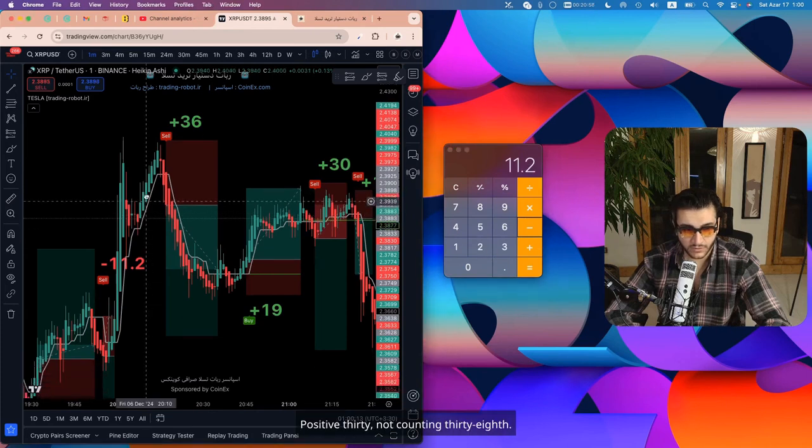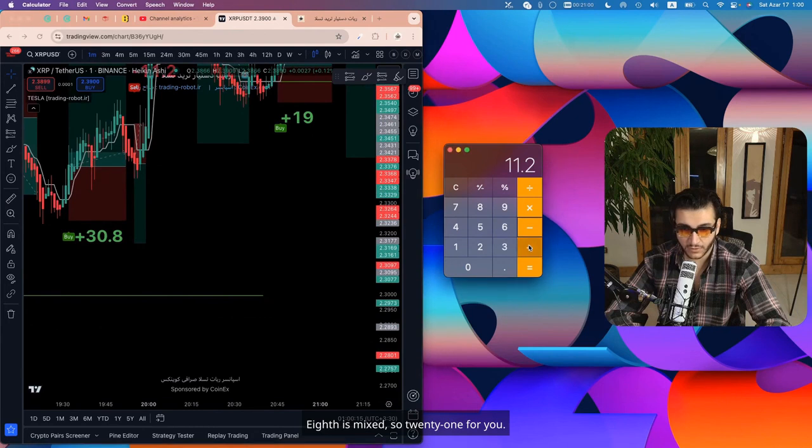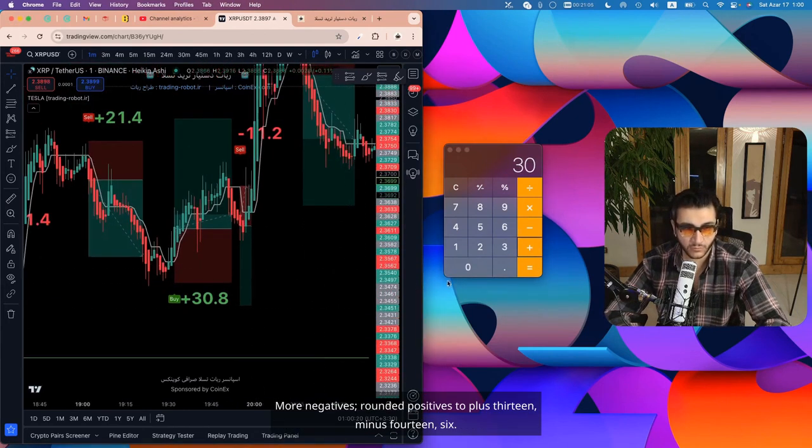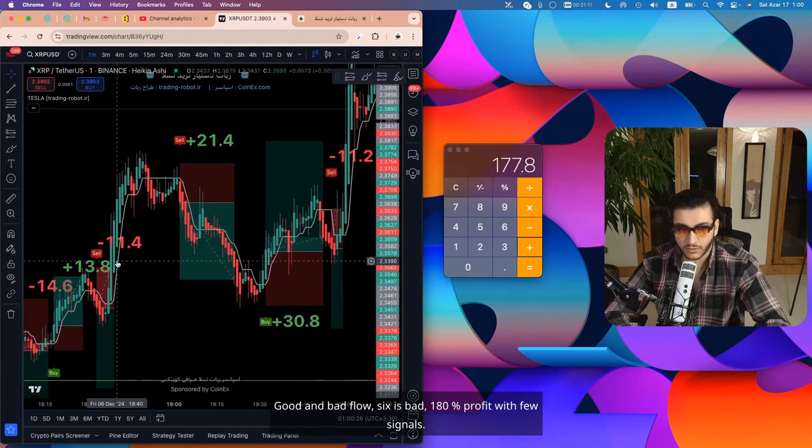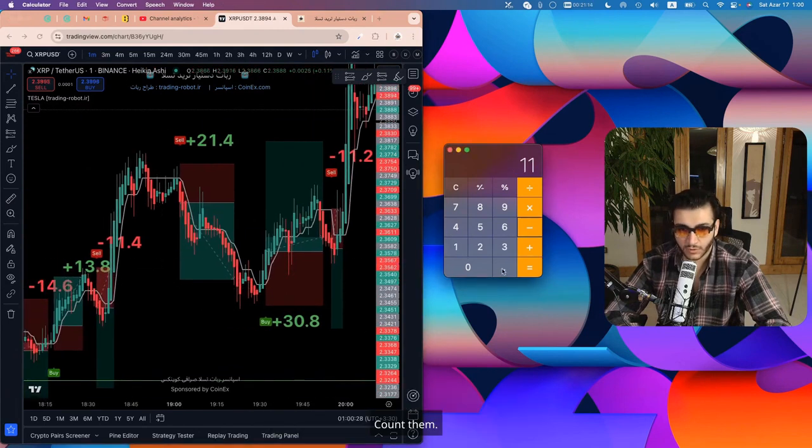Next, positive 30. Positive 30, not counting 38th. 8th is mixed, so 21 for you. 21, 107. 7 is minus 11 and 4. More negatives. Rounded positives to plus 13, minus 14. 6, plus 16. All signals before this, not taken. Good and bad flow. 6 is bad. 180% profit with few signals.